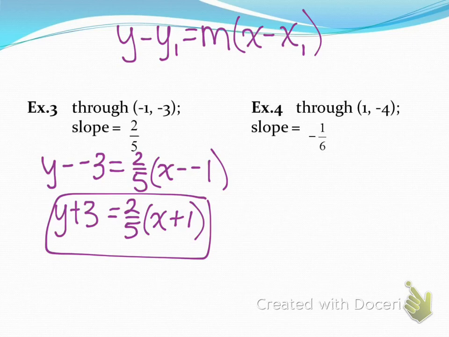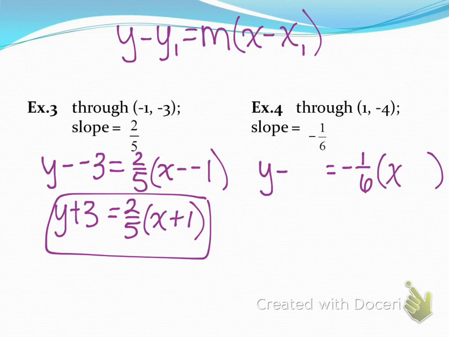First, y minus 1 equals -1 times x minus -4, and then clean it up: y minus 1 equals -1/6 times x plus 4. So I think we got the -1/6 in the right spot, but I'm not sure we got our x and y in the right spot.